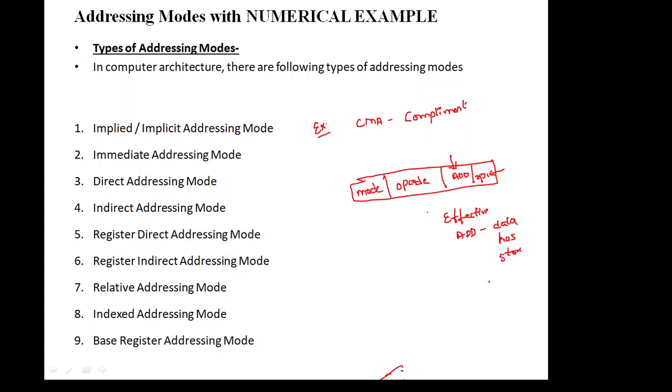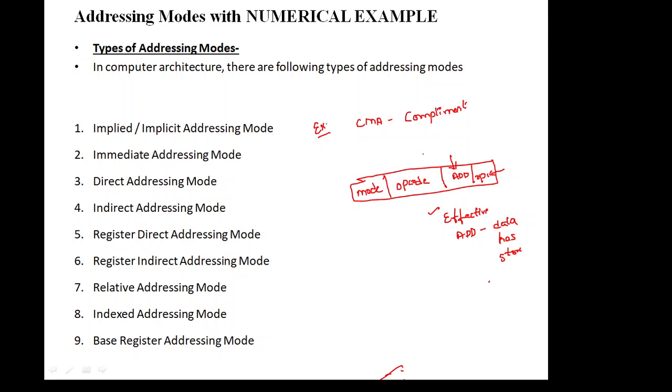This is very important when we are going through this numerical example. In this numerical example, we are going to see different addressing modes, what the effective address of that particular addressing mode is, and what the contents of the accumulator are. So everything we'll see in the numerical example.